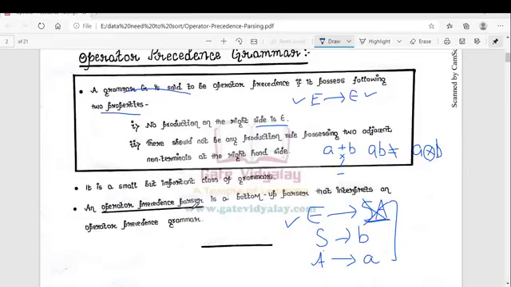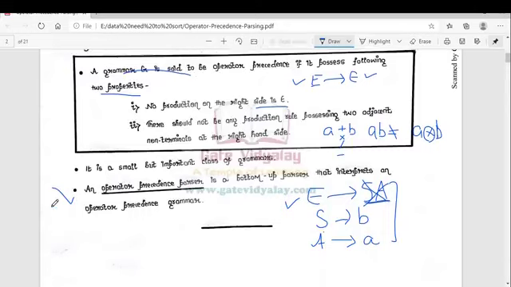An operator precedence parser is a bottom-up parser that interprets an operator precedence grammar. So the parser we construct from an operator precedence grammar is an operator precedence parser. And one thing is very important here: the operator precedence parser is the only type of parsing technique that can deal with ambiguous grammar. Let's see how it can deal with ambiguous grammar.